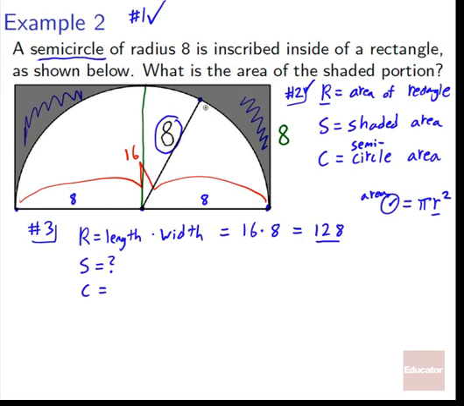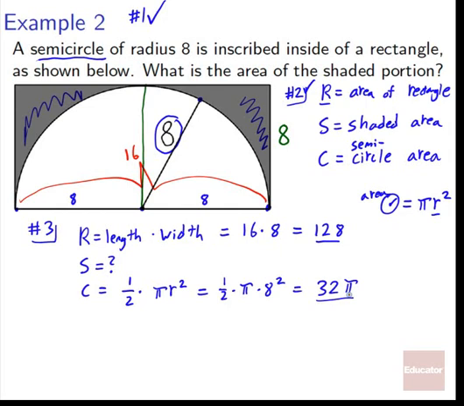Now there's one difference between the area of a circle and the area of our semicircle. What's a semicircle? It's half of a circle. So it is 1/2 times pi r squared. So 1/2 times pi times 8 squared. 8 squared is 64, so that gets us 32 pi. Now that's 2 pieces of information, right? We know R equals 128, we know C equals 32 pi, but we're still looking for this other thing, right?